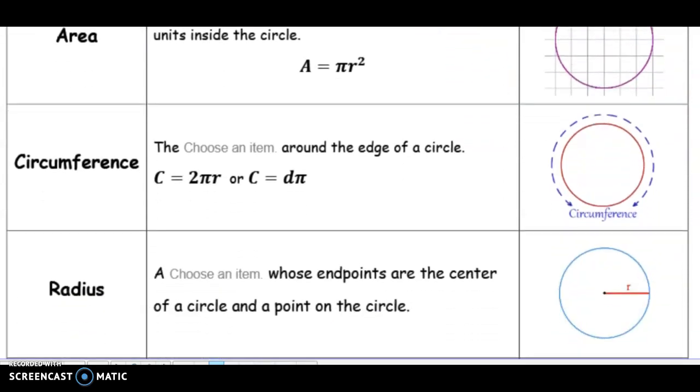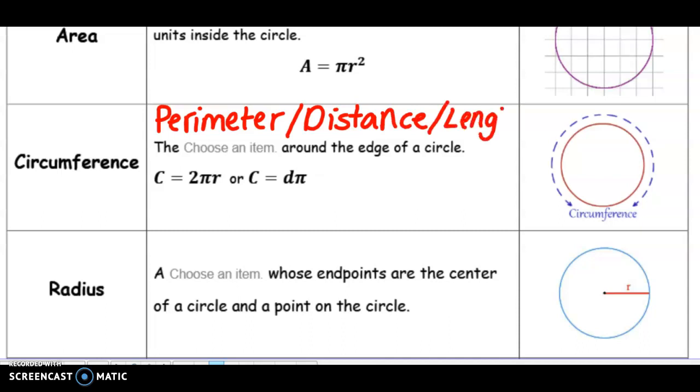The circumference is the perimeter, distance, or length around the edge of a circle. There are two formulas. C equals 2 times pi times r, which is the radius, or circumference is equal to the diameter times pi, because 2 radii is equal to 1 diameter.